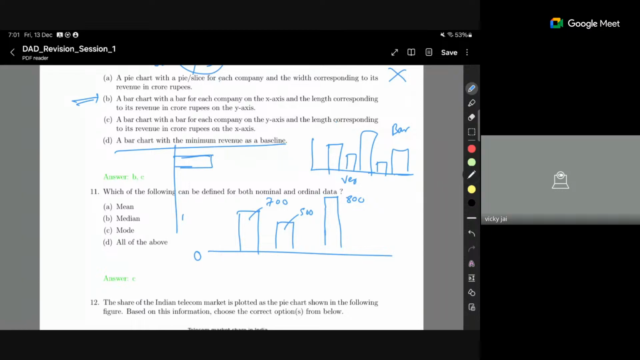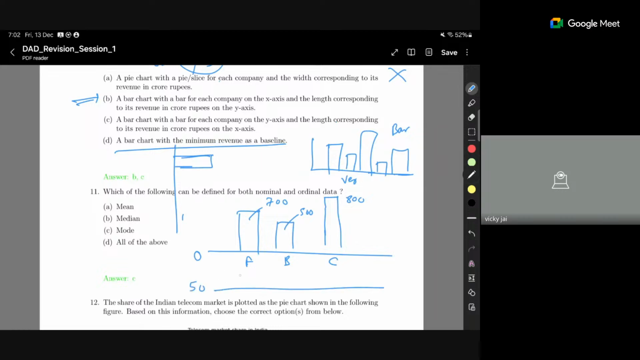From that I'm drawing the bar chart. You can see minimum revenue is earned by company B, right? What if I draw considering 500 as my baseline? So now my bar is starting from 500, right? So this is my baseline.